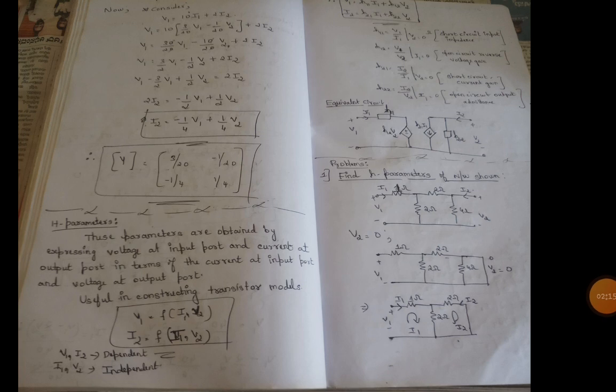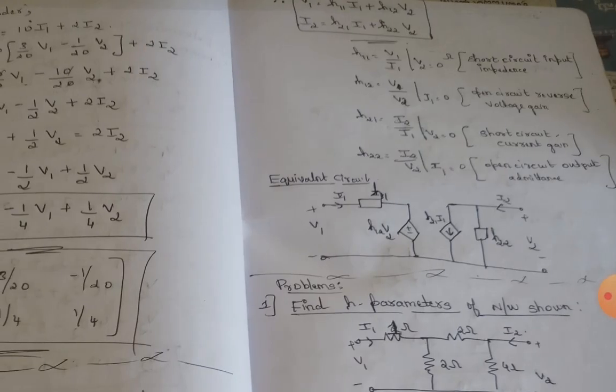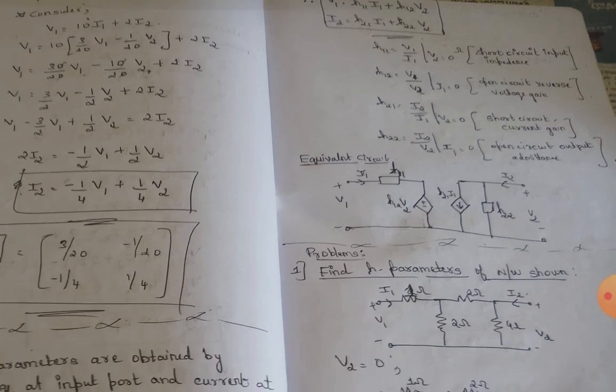The next kind of parameters is the H parameters. Again the same thing. To calculate the H parameters we have one equation for V1 and another equation for I2. By putting I1 equal to 0 and V2 equal to 0, we get the four values H11 up to H22.